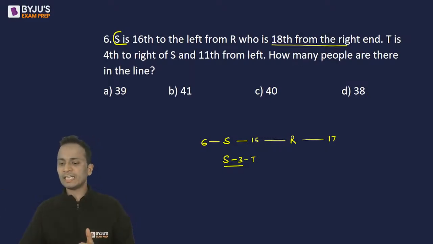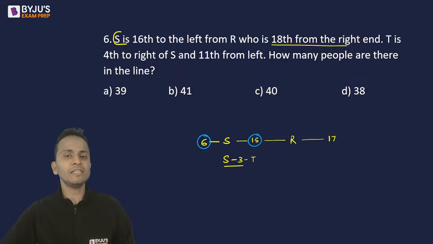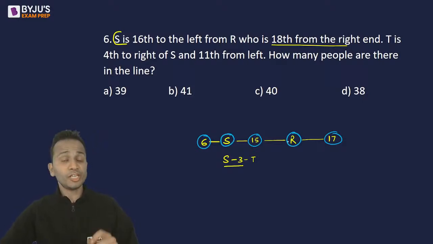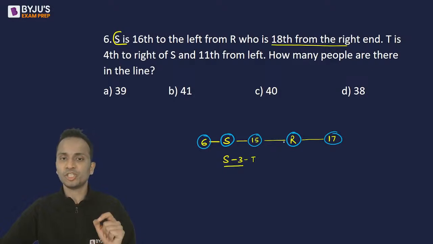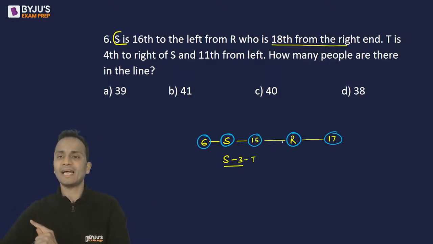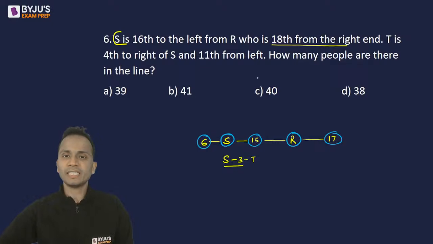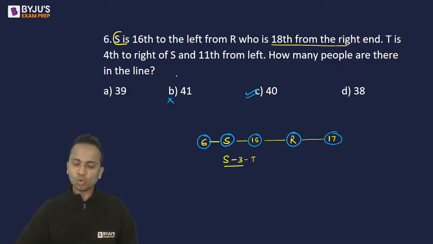So this is the entire arrangement now, and I will count the number of people. So 6 plus 15, that is 21, plus 17, that is 38, 39 and 40. So there should be 40 people in the entire line. So the correct answer should be 40, not 41. Am I clear, Sonu and Samarth and Pavitra? Am I clear with this? Yes or no?